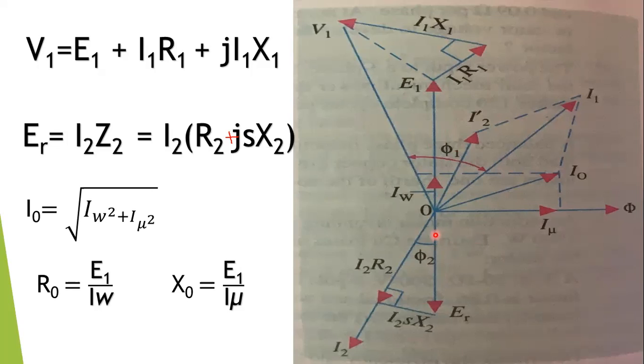With respect to ER, I have to take the current I2, right? How will I2 be? This is an inductance, and with an inductance the current lags the voltage. So if I put ER here, where should I put I2? I should put it on the back side. So back side I have to put I2. This is I2.